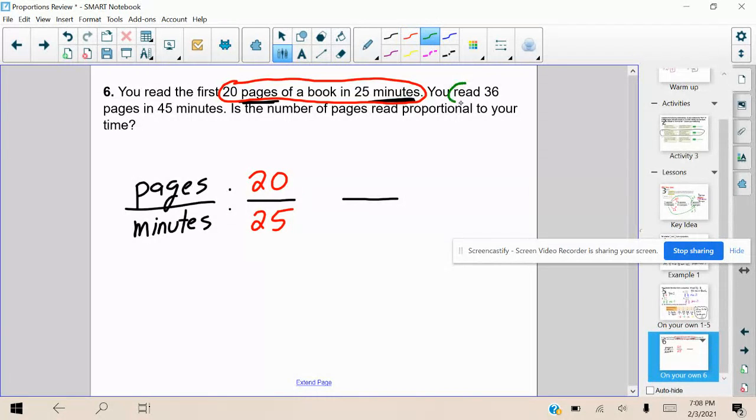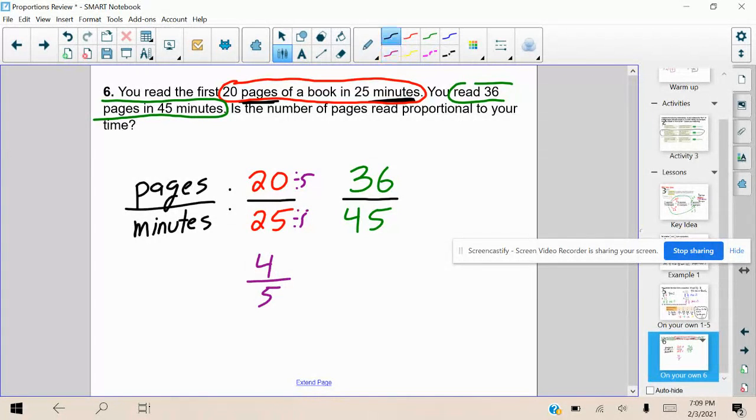Then it says you read 36 pages in 45 minutes. So 36 will go in the numerator, that represents the number of pages, and 45 in the denominator, that represents the number of minutes that it took. We want to see, is it proportional? Are these two proportional? In order for us to do that, we have to simplify and see if we get the same overall fraction, the same overall value. Well, we can simplify 20 and 25 by 5. So we get 4 over 5.